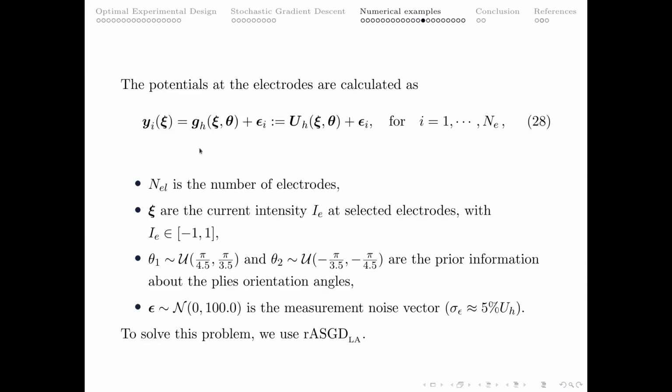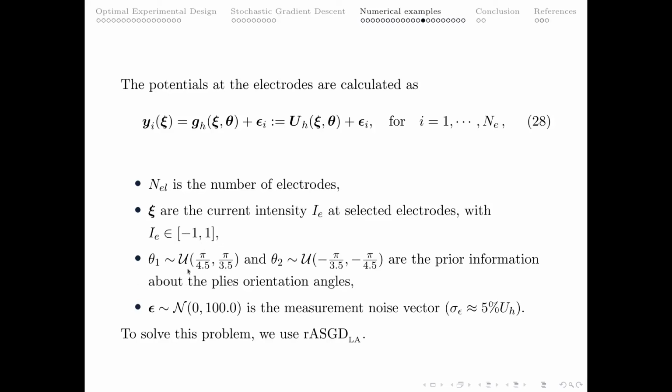So here we have the optimal experimental design setup. We have the experiment observations given by the potentials at the electrodes. Note that here we are using this index h to denote the dependency of this solution on some discretization parameter h that we use for the finite element method. We have NEL electrodes. We are trying to find the current to be imposed on some selected electrodes, where we are normalizing this current between -1 and 1.